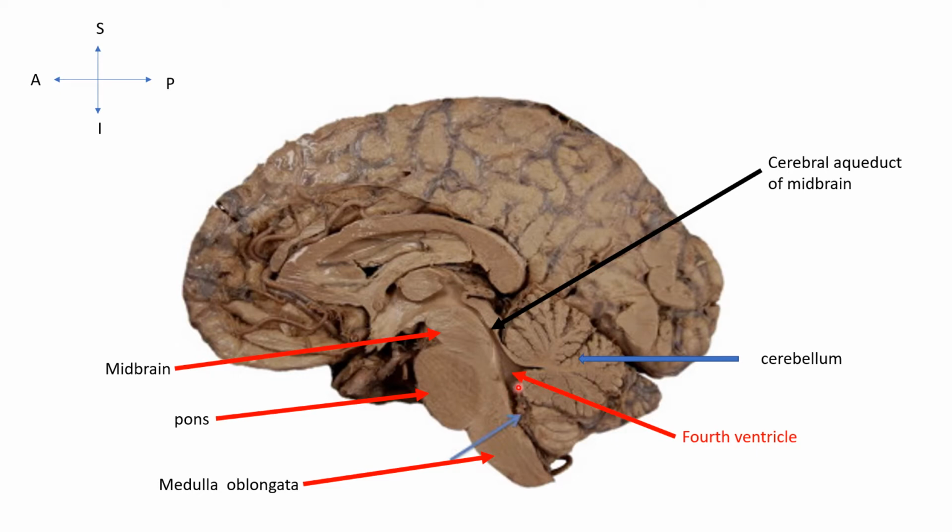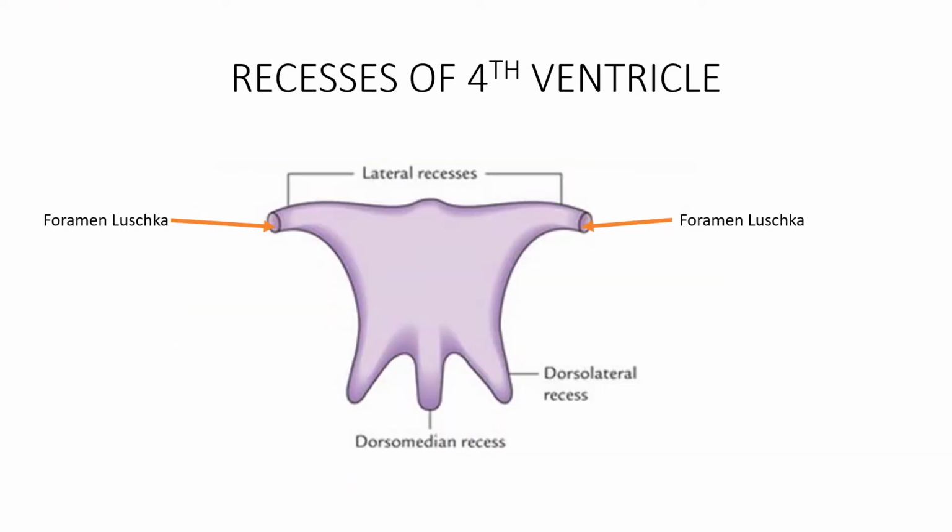It has two lateral angles. We cannot appreciate them over here. The lateral angle, one on each side, extends across the dorsal surface of the inferior cerebellar peduncle. So these are the angles of the fourth ventricle. Now we can look at the recesses of the fourth ventricle.